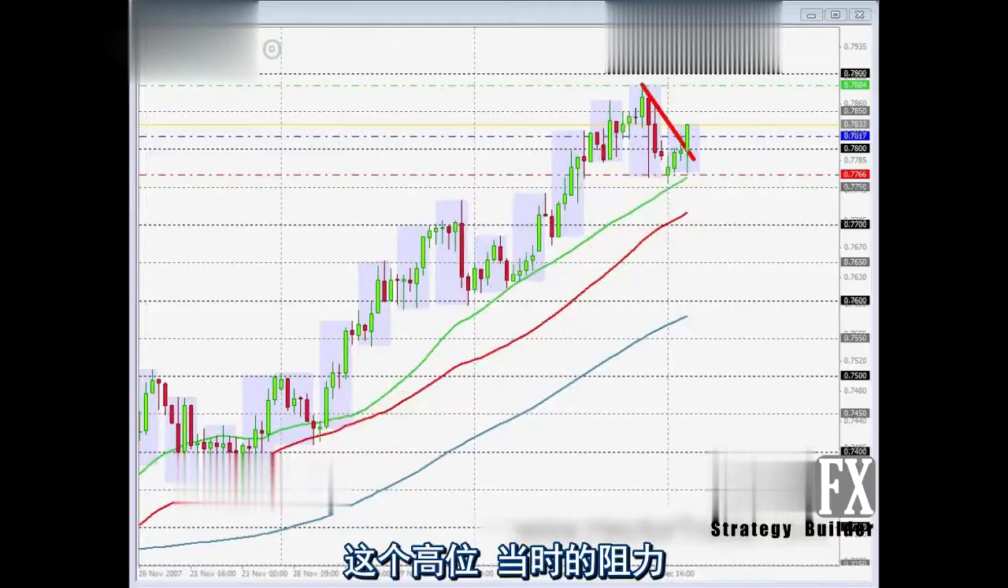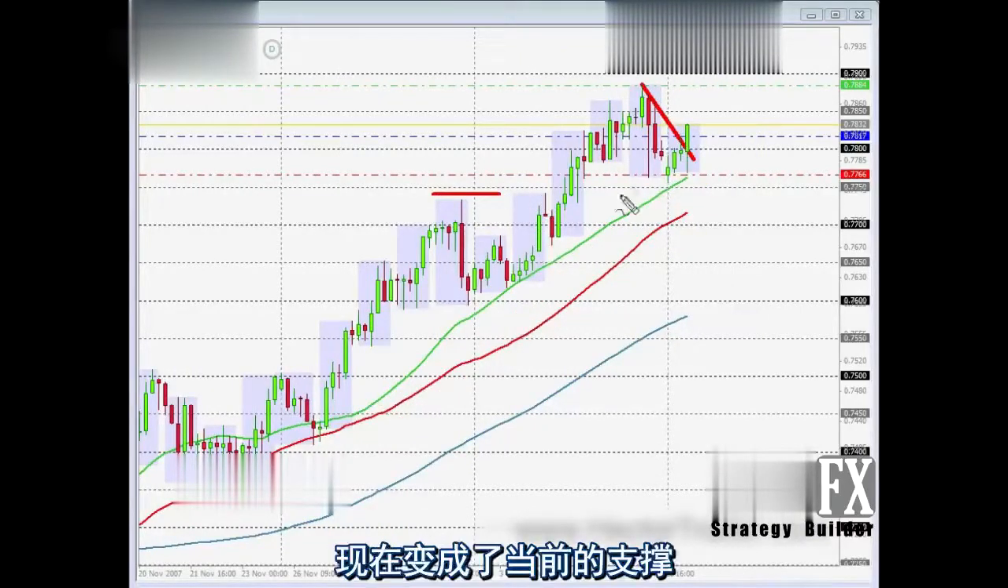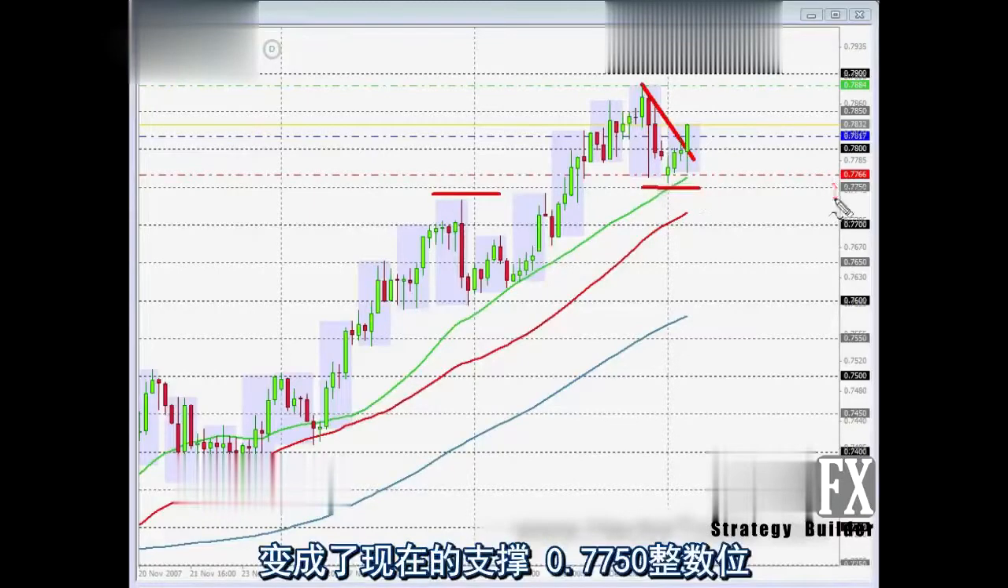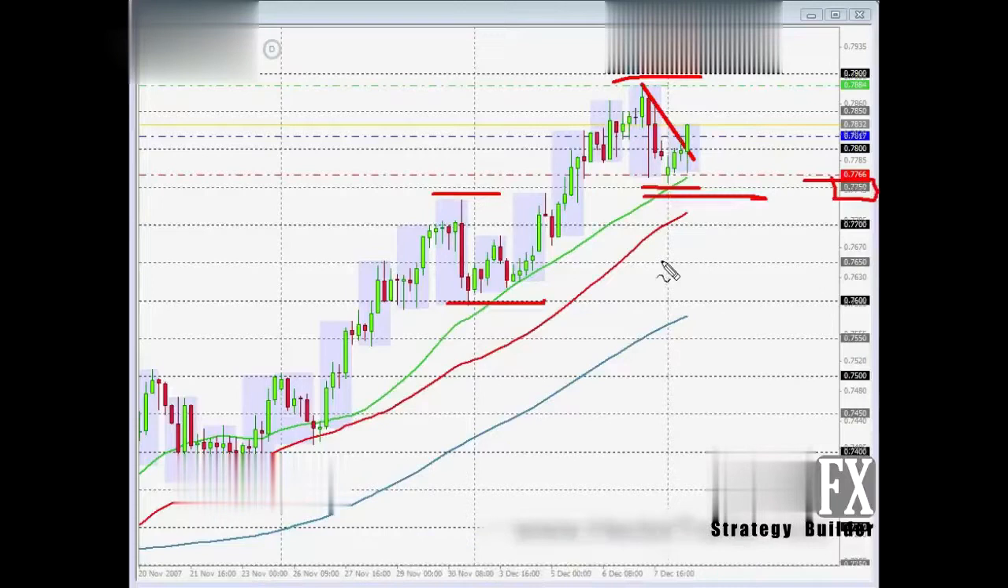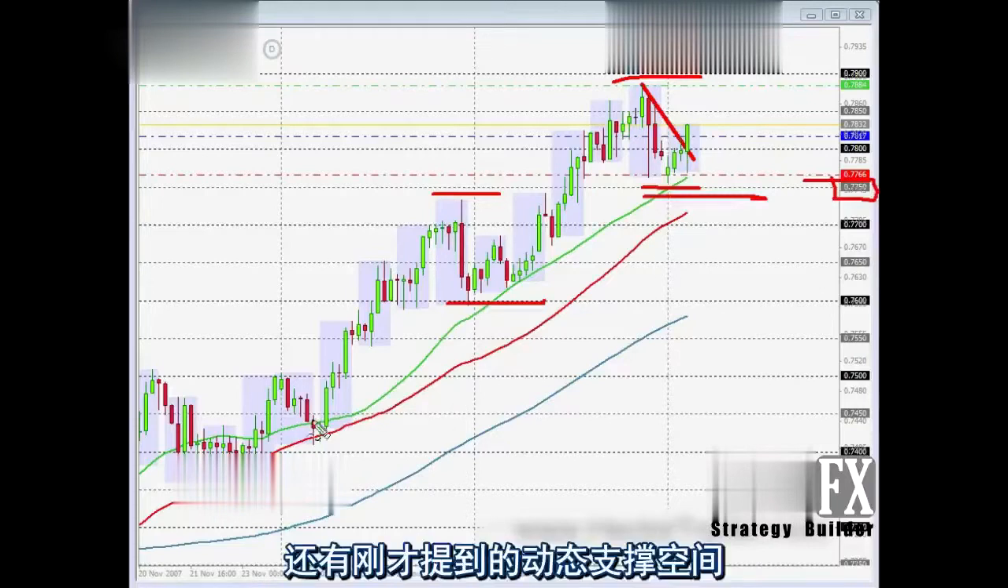Now let me clean up the chart. This is the previous swing high I'm talking about, the former resistance, now working as support. We also have the 0.7750 round number. Also we have the 50% Fibonacci retracement right there as well. And of course, the dynamic area of support, as I was saying before.